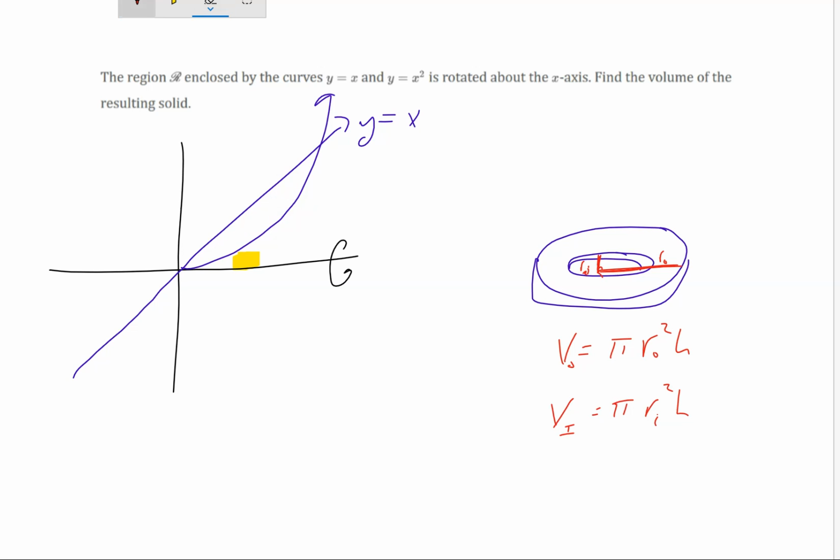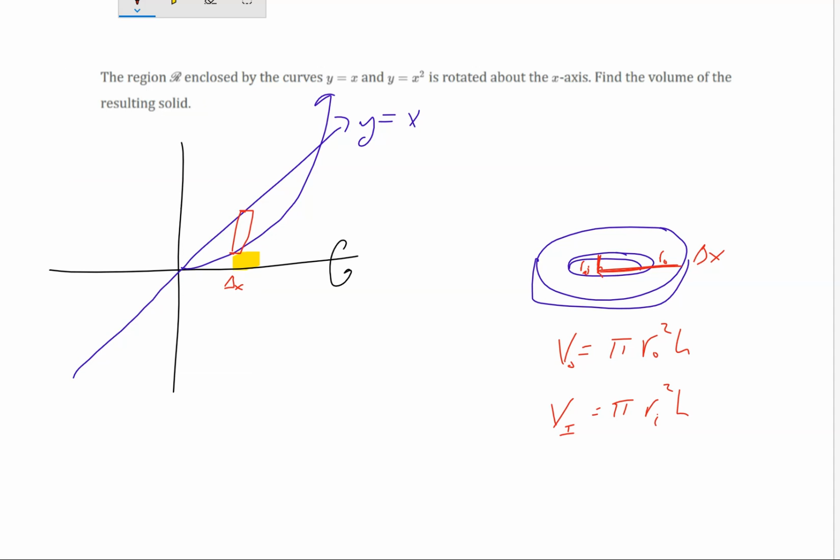Now, when we draw this little rectangle, of course, we want it perpendicular to the axis of rotation. So it's going to be here, and we keep it inside of the region from the top to the bottom in this case. Now, notice the little part is along the x. So that means I need to integrate with respect to x. My height for my cylinder over here is going to be delta x.